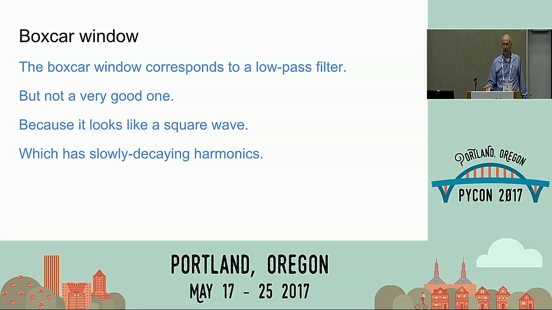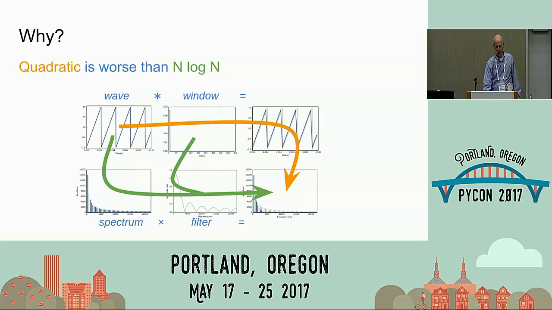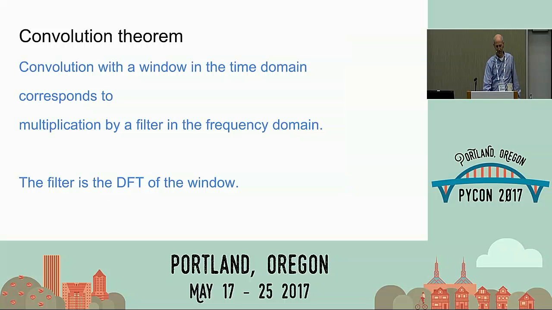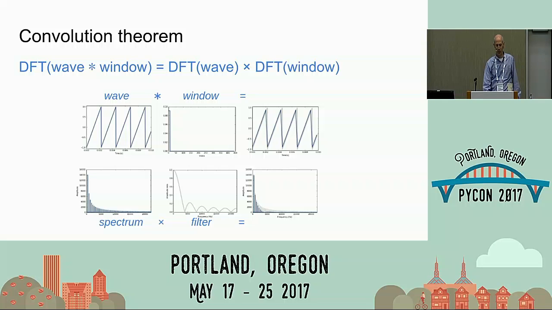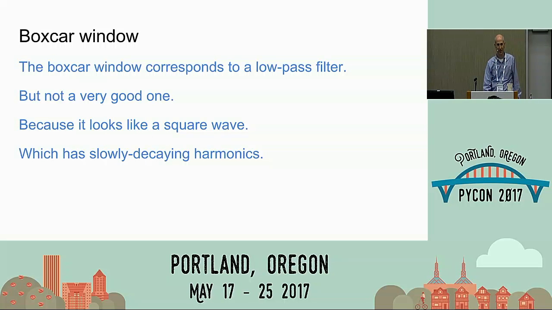Part of the reason it's not very good is because it looks like a square wave. When you compute the DFT of a square wave, you remember we get slowly decaying harmonics, and that's what that bumpy window is. This bumpy filter is the slowly decaying harmonics of a square wave. Okay. So if a really sharp window, like a boxcar, yields a filter with slowly decaying harmonics, one way to make it better is to make it smoother.